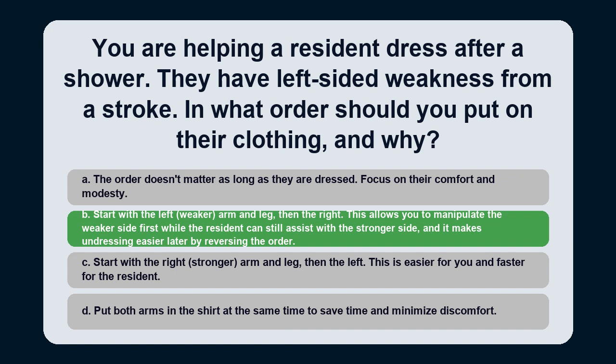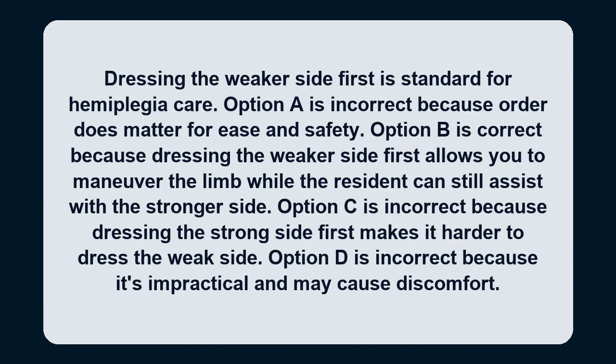The answer is B. Dressing the weaker side first is standard for hemiplegia care. Option A is incorrect because order does matter for ease and safety. Option B is correct because dressing the weaker side first allows you to maneuver the limb while the resident can still assist with the stronger side. Option C is incorrect because dressing the strong side first makes it harder to dress the weak side. Option D is incorrect because it's impractical and may cause discomfort.